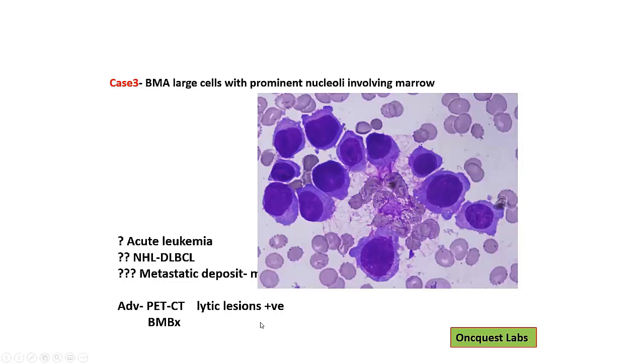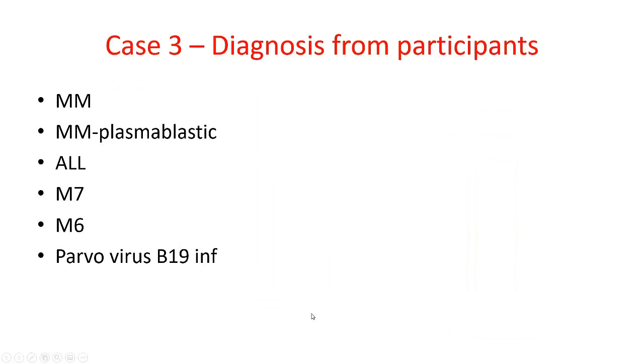And PET CT showed some lytic lesions, and then the bone marrow biopsy had been done. Now I got from you the diagnosis of multiple myeloma. Many of you have given the diagnosis of plasmablastic multiple myeloma. Then some have given the diagnosis of ALL, M7, M6. Yes, it could be M6. M7 chances are dim, but you never know. And then some people have thought that these are giant proerythroblasts, so they've given the diagnosis of parvovirus B19 infection. I must say that giant proerythroblasts are not in clusters as we were seeing in this particular case.